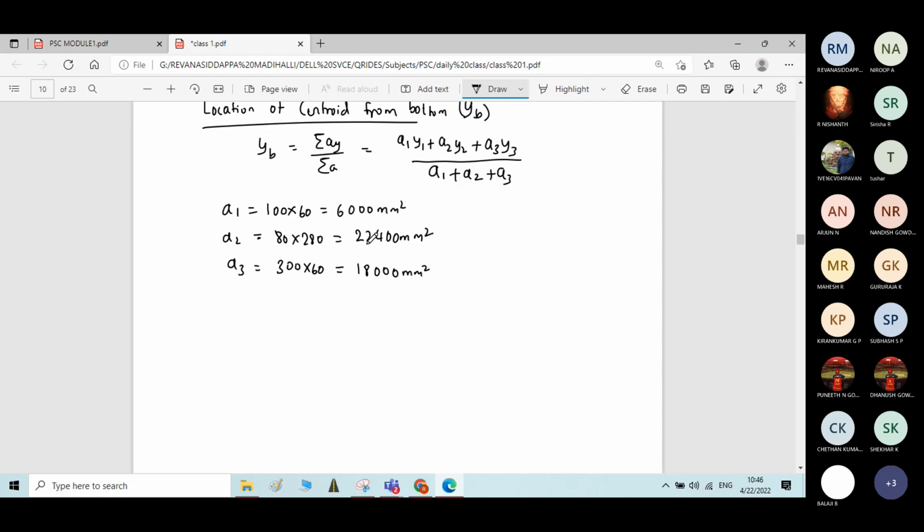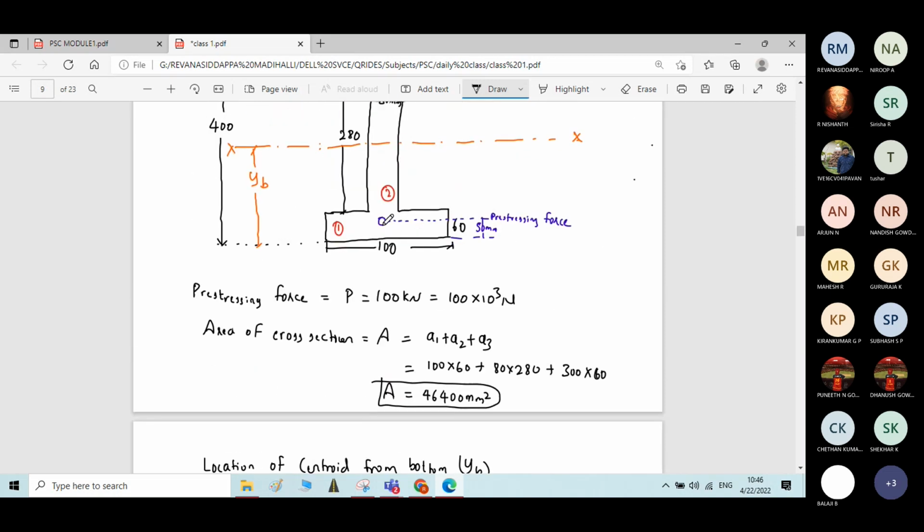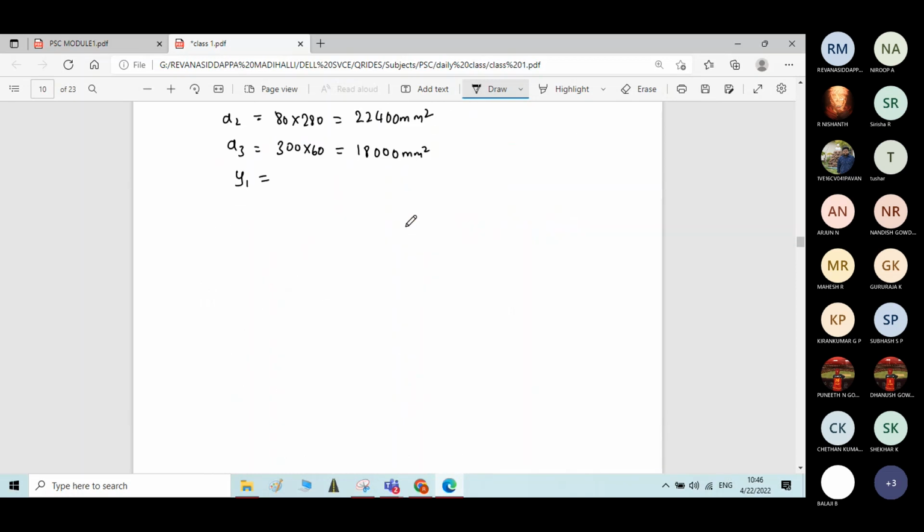Y1, Y2, and Y3 is required. Y1 is equal to, what is Y1, students? Y1 is distance of centroid of rectangle 1 from base. How much it will be? It will be 60 by 2 directly. It will be 60 by 2, 30 mm.